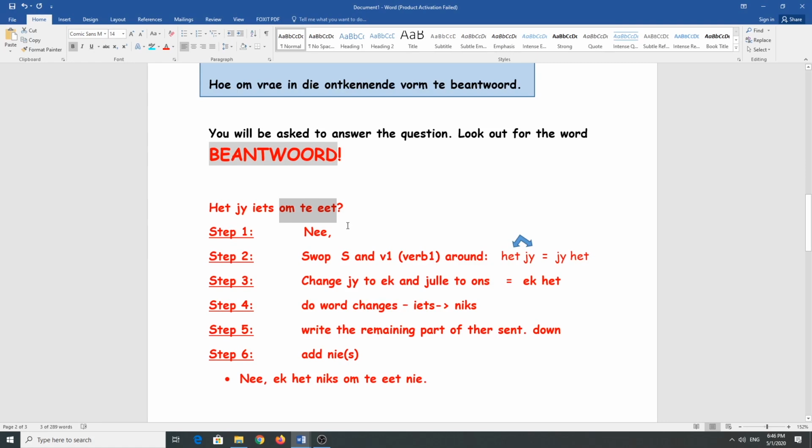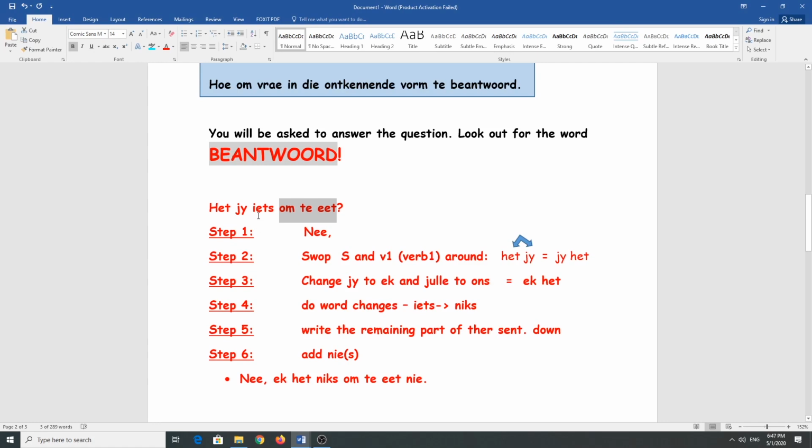I'm going to repeat quickly. You put down nee. You swap your subject and verb. Het jy becomes jy het. You swap them around. You change the jy to ek het. You do your word change, that it becomes niks. If there wasn't a word change, you would have put a nie there: ek het nie. But now there's a word change, so you make it niks. You write the rest of that sentence down and you put a nie.